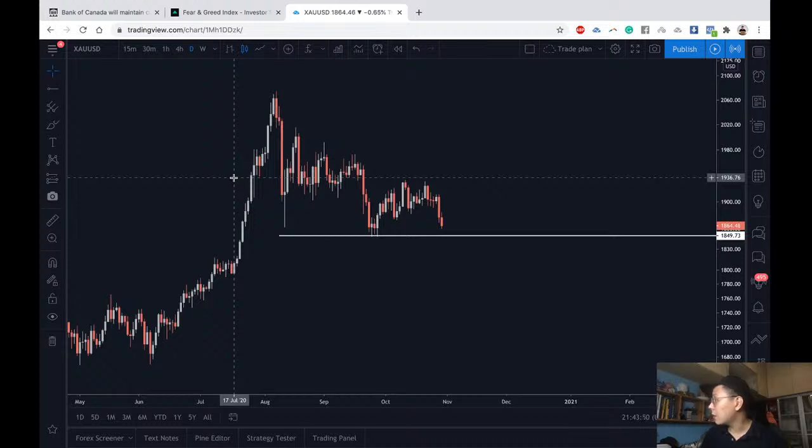Cairo says risk off, people move to safe haven currency. Yes, Cairo, you're right. That's correct.